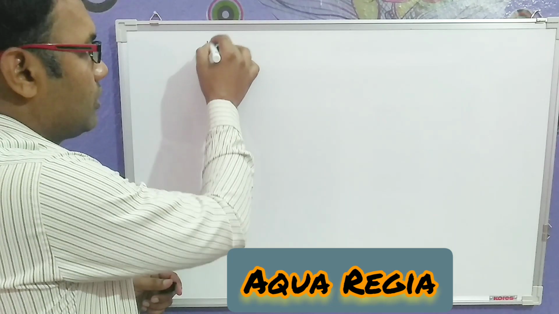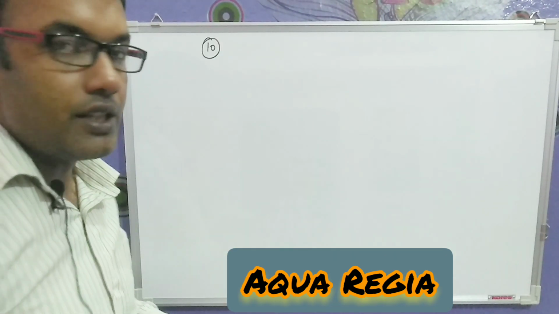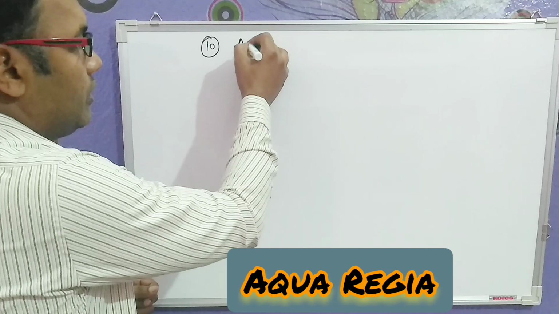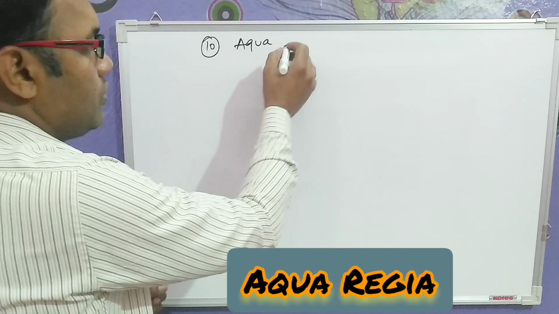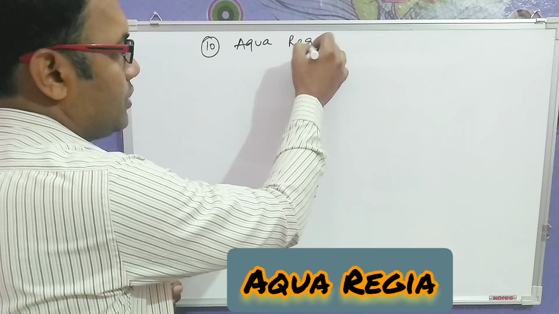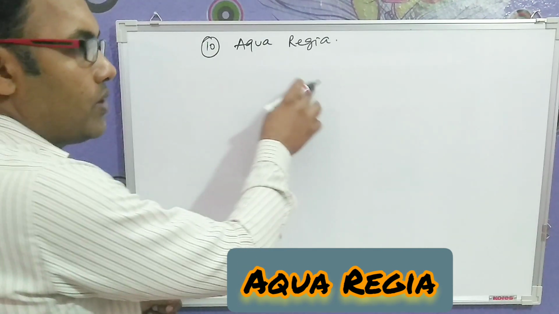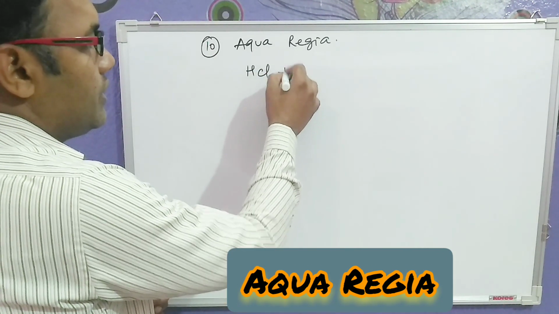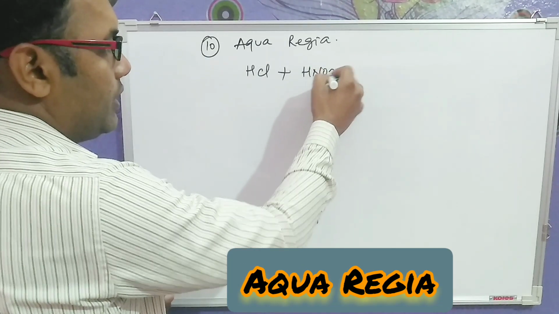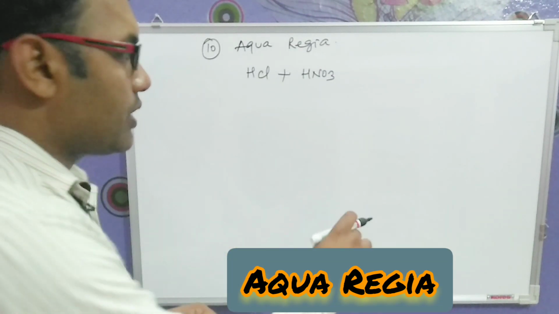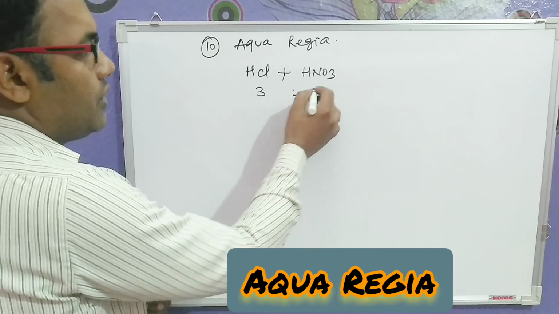The last chemical property of nitric acid is that it is also used in aqua regia. Now, in aqua regia, what are the two compounds we are taking? One is HCl, and the other is nitric acid. In the HCl chapter we have studied this reaction. The ratio taken is 3:1.